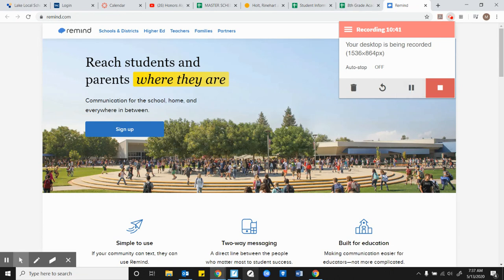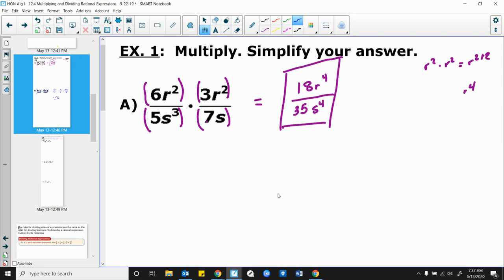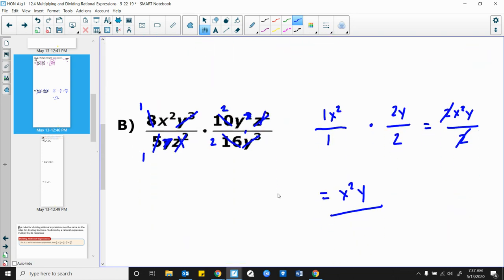All right, sorry about that. I'm back. So we finished up this one here. We did a lot of canceling at the beginning. I know that was really confusing, but in the end, it left us with a very little amount of stuff. We just had to cancel some 2's, and we got x squared y.